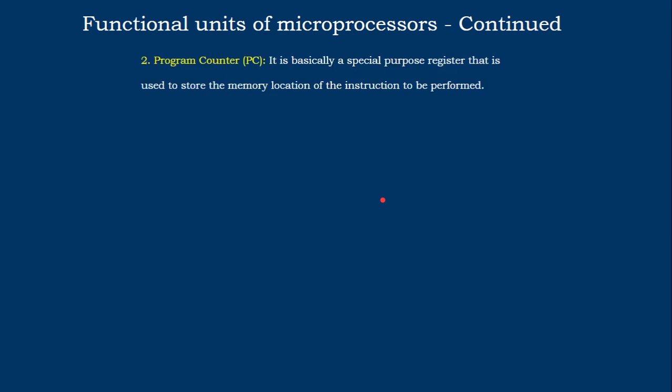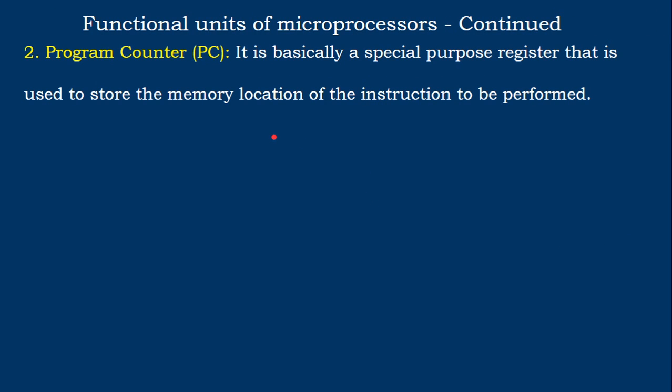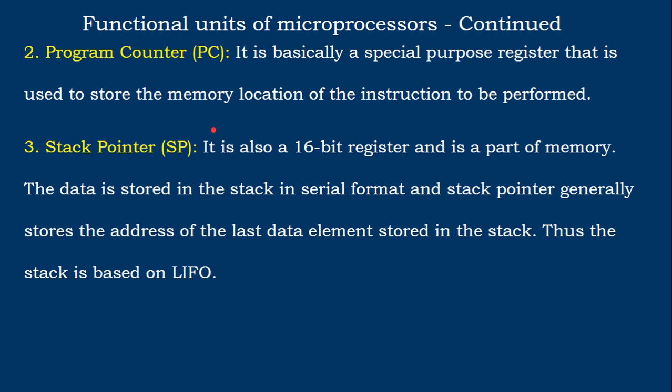So again, let us see some more things. Program counter is basically a special purpose register that is used to store the memory location of the instruction to be performed. We know that a program is a set of instructions. One instruction is executed at a time. Whichever instruction is currently executed is passed to the program counter. That means the program counter is incremented once the instruction is executed.